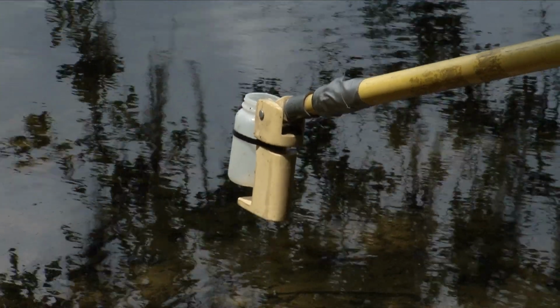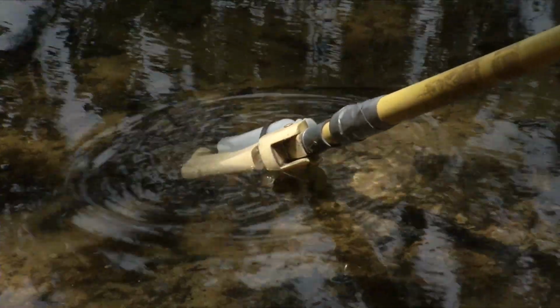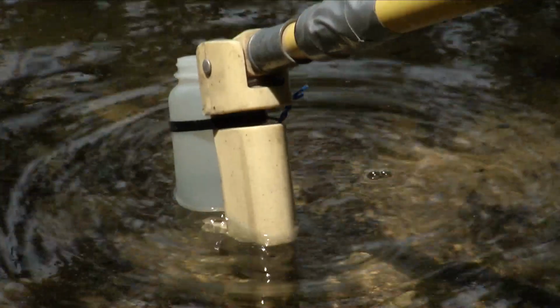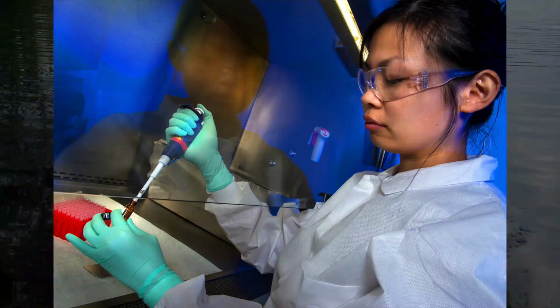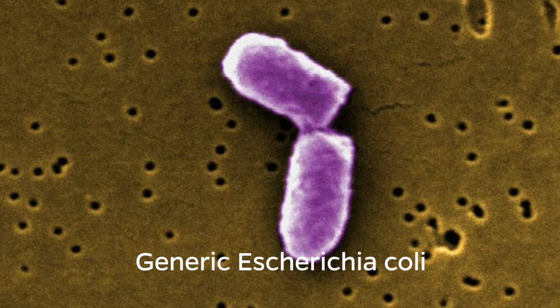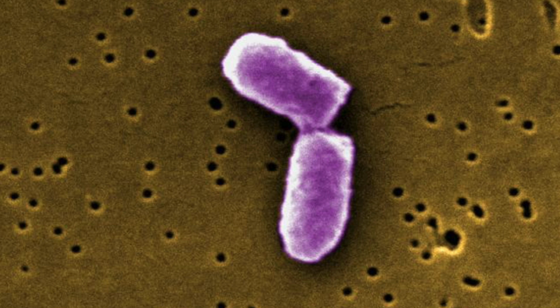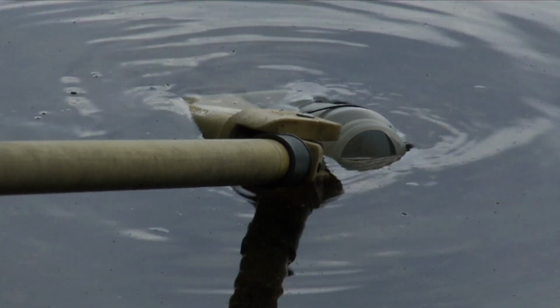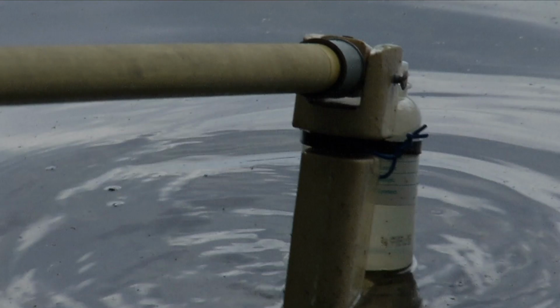Water testing is a tool that allows us to make decisions based on the results. Testing is typically done for a type of bacteria called generic Escherichia coli. Generic E. coli is a broad class of bacteria that indicates if the water is likely to be contaminated with feces. The more E. coli you find, the more likely there is feces in the water.